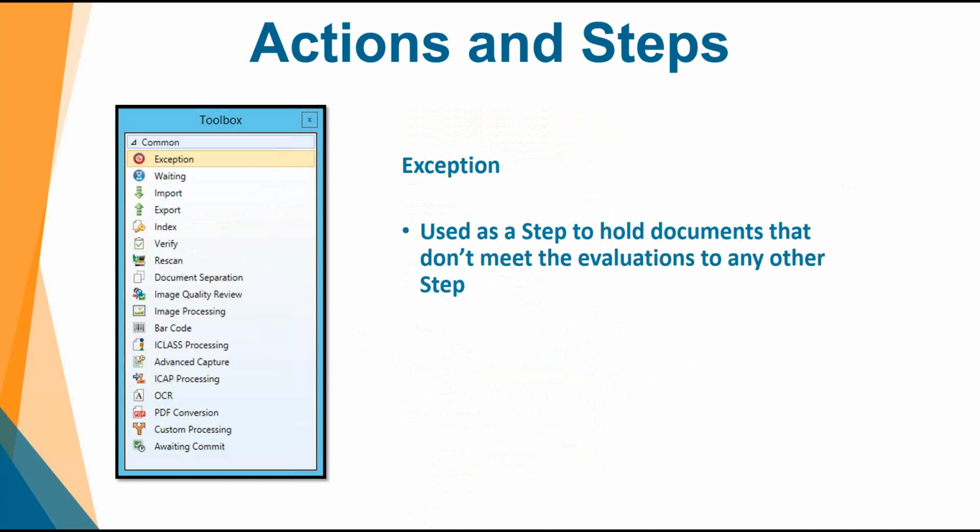Right away here, we have an option that was previously unavailable within legacy scan queues, the exception step. You can use this option to hold documents that don't meet the evaluations that you're expecting within the scan process. For example, if a document type that isn't configured for the scan queue comes in, it'll be routed to this exception step so that a manager can come in and take action on it and either route it to another scan queue or simply purge the document completely.